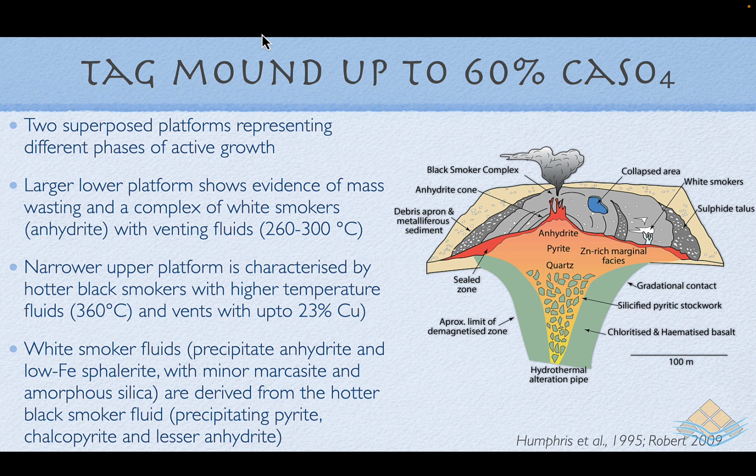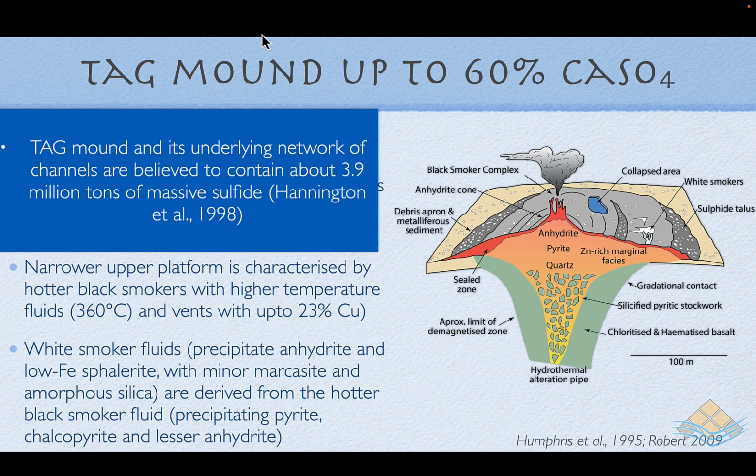So geologically, we have this anhydritic upper portion where we see anhydrite forming an anhydritic cone as hot brine escapes onto the seafloor, with a crestal black smoker complex. And as we pass further down, we get into a silicified pyritic stockwork, and further down into a chloritized and hematized basaltic structure. So this is classic VHMS type zonation in Tag Mound. It's been estimated by Hannington in a paper back in 1998 that Tag Mound and its underlying network of channels contains something like 3.9 million tonnes of massive sulfide.